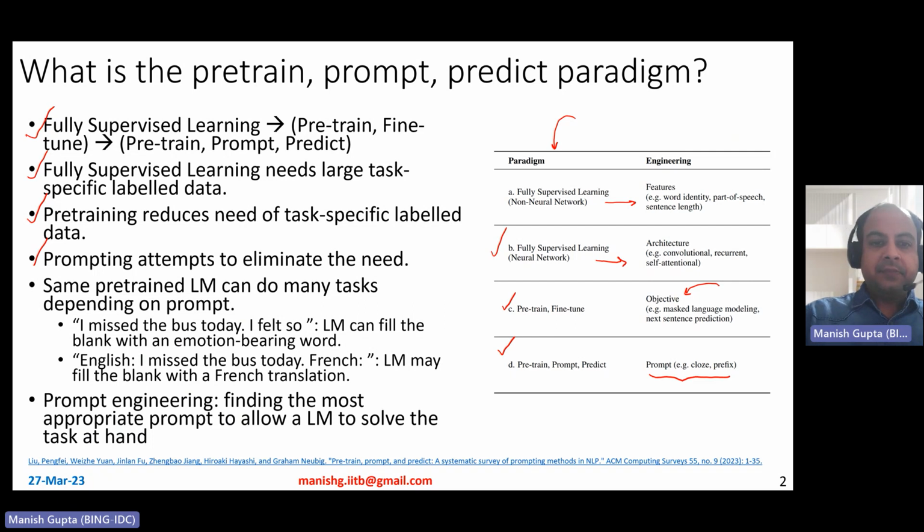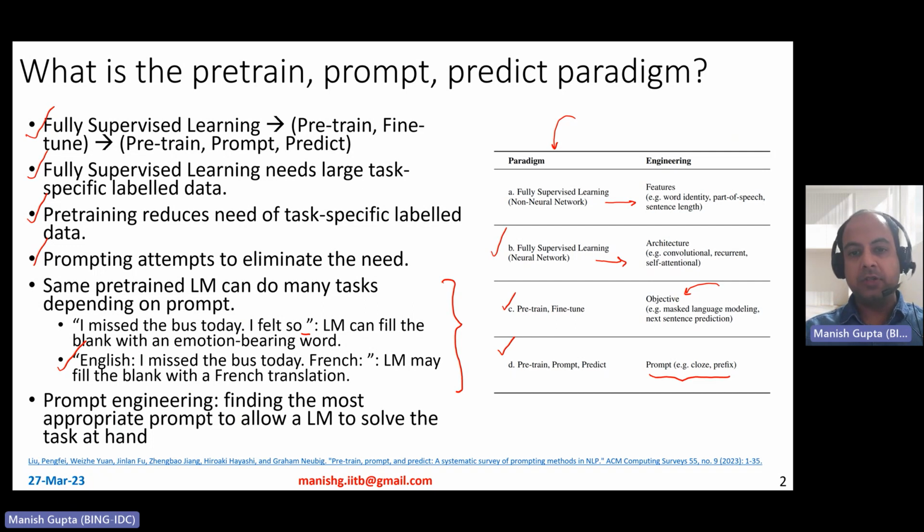So how does prompting work? Well, the idea is that you have a single pre-trained language model and it can do multiple tasks depending on the prompt. So your prompt could be, "I missed the bus today. I felt so," and then the language model can fill the blank with an emotion bearing word. So it could do text generation. Or the prompt could be designed in this format: "English: I missed the bus today. French:" and then the language model sort of understands that we are expecting it to come up with a French translation. So that's the way you can use pre-trained models with prompts.